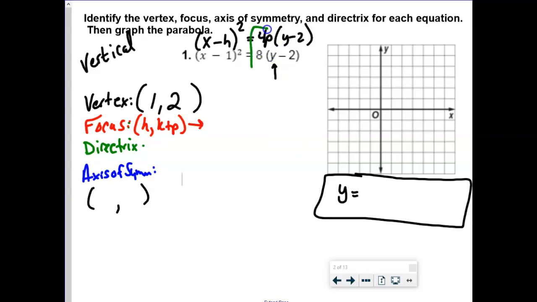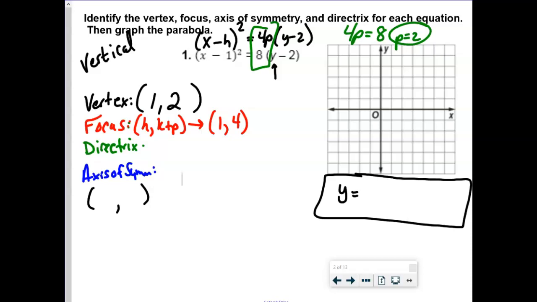So I go back up to my formula and I look right here. 4p is 8, which means p is 2. So when I go to find the focus location, it's at 1 comma and then 2 plus 2, better known as 4. We're on Worksheet 4.